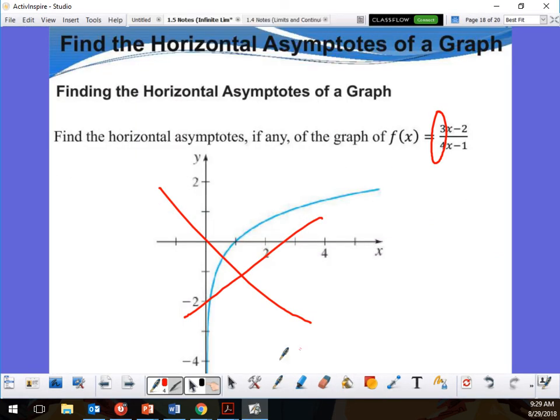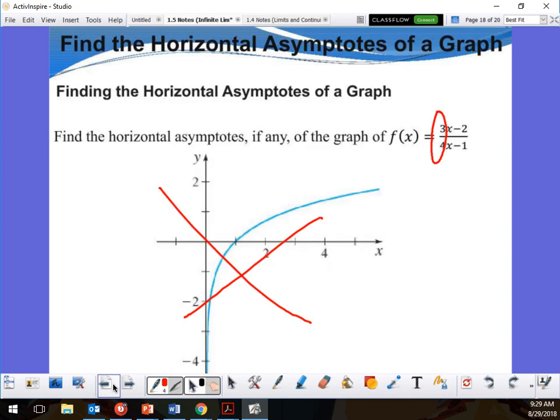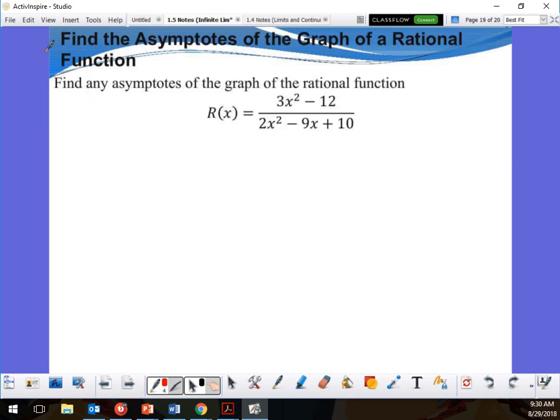Okay? All right. So let's take a look at the next. So that's just to check. Yeah, that's a way to actually check. So 3 over 4, we did the trick, and there you go. But yeah, sorry about the graph. All right, so finding asymptotes of the graph of the rational function.